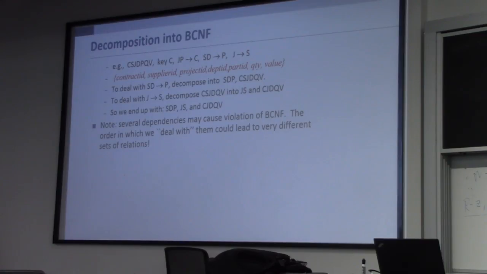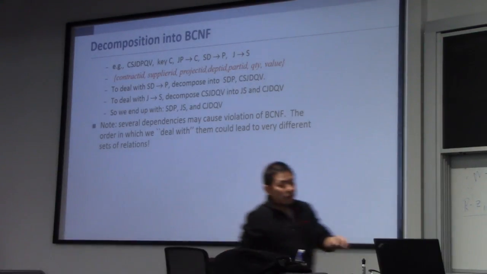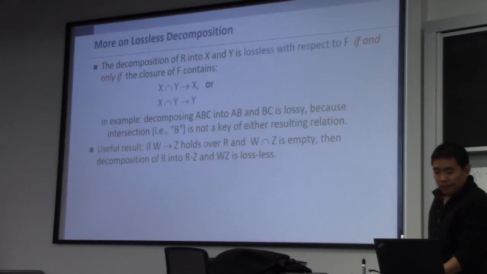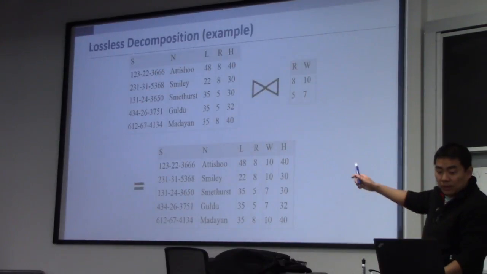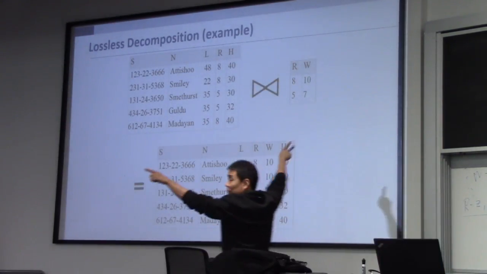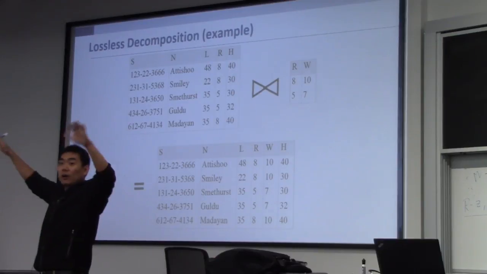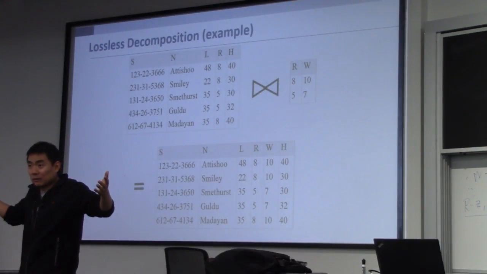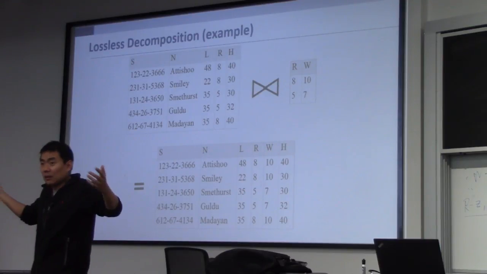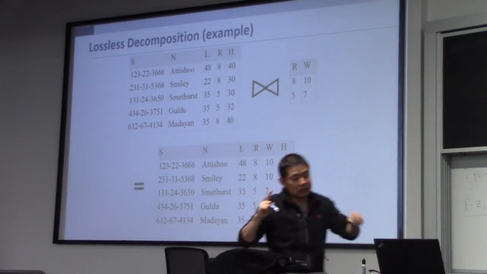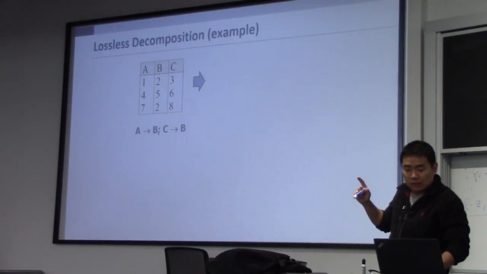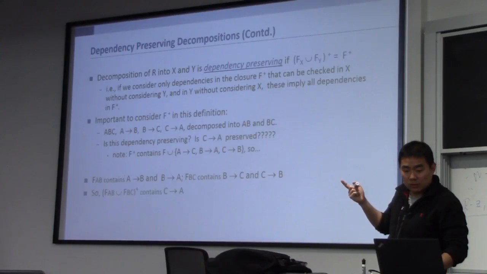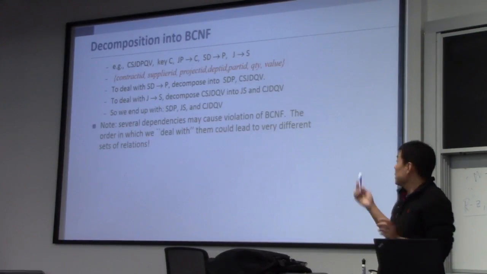For example, in this decomposition, S and W are in two separate tables, but S determines W is not lost. However, in this particular case, you can show that JP determines C is lost.